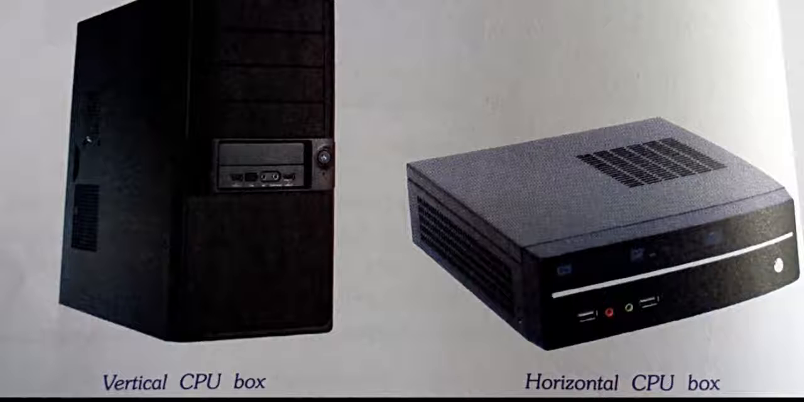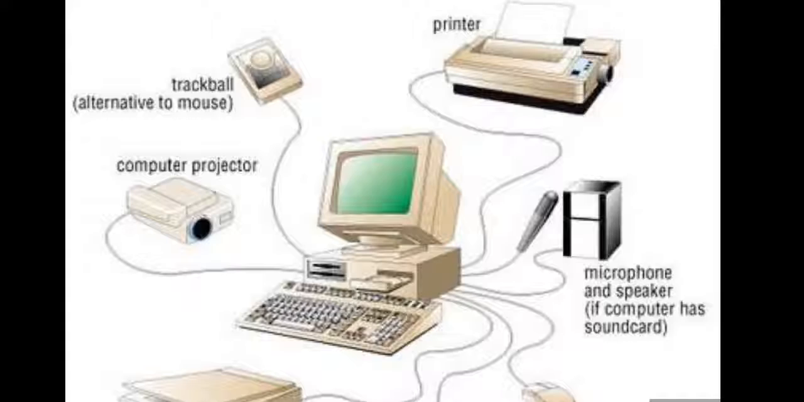The vertical box that you see next to the monitor is called a CPU box, or the system unit. The monitor, keyboard, mouse and printer are connected to the CPU box with cables. So the CPU controls the entire working of the computer. So it is called the brain of the computer, or the main part of the computer.